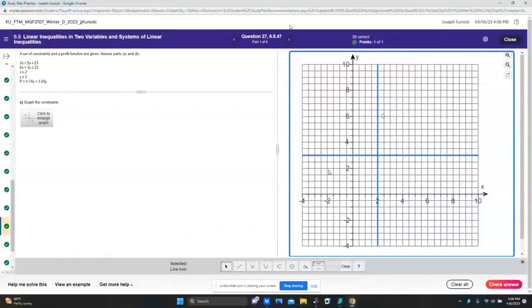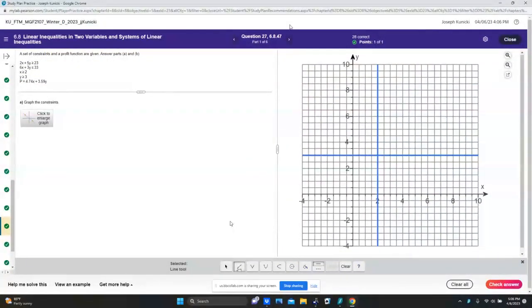Okay, so we have our horizontal and vertical lines, and now we want to draw the top line. 2x plus 5y equals 23. We said 4, 3, and 9, 1. So 4, 3, and 9, 1.